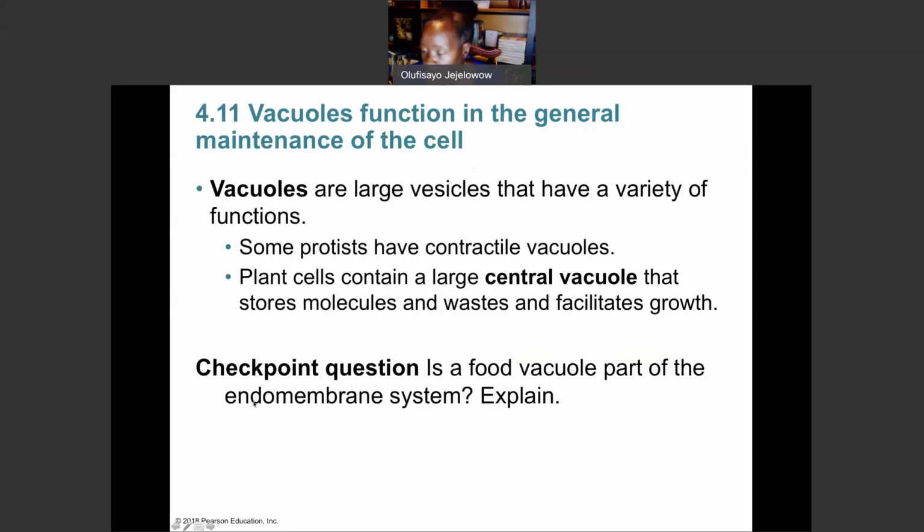So, checkpoint question, remember to compile and email the answers to me. Is a food vacuole part of the endomembrane system?